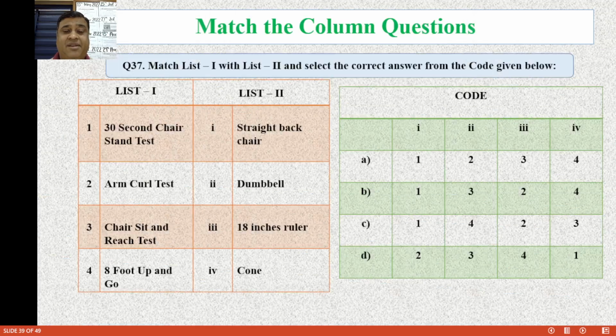Question number 37. The chair sit and reach test, arm curl test, back stretch test, and 8-foot up and go test. What equipment is needed? For the back stretch test, a chair should be required. For the arm curl test, dumbbells should be required. For the chair sit and reach test, an 18-inch ruler should be required for measurement, and for the 8-foot up and go test, cones should be required. Now the correct option is A, 1, 2, 3, 4.